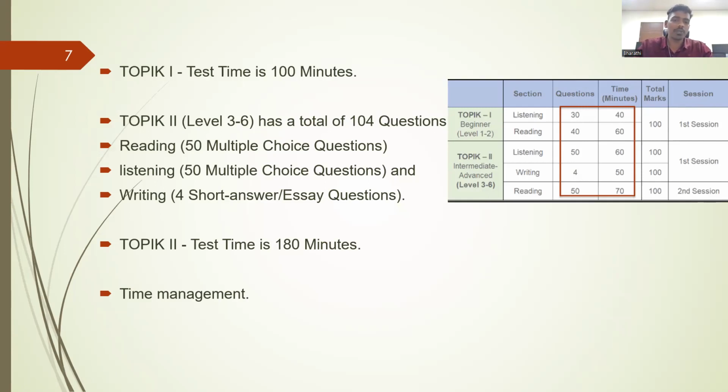For TOPIK 2, you have 104 questions. The session will be like this: listening, writing, and finally reading. In the first session, you have to do the listening and writing together. Then you have a break. Again, you have to come for the second session for reading. Listening has 50 multiple choice questions, and writing has only 4 questions, but they are descriptive. And reading is 50 questions. So each section has 100 marks, totally 300 marks.